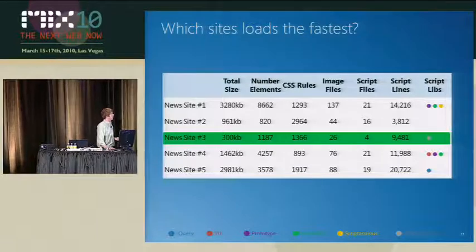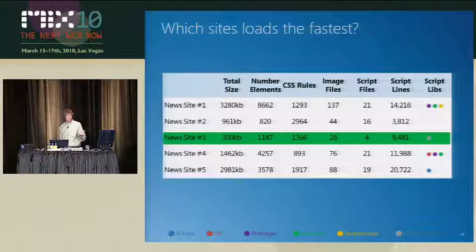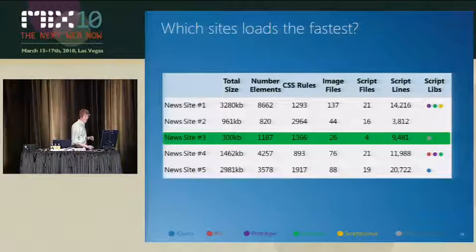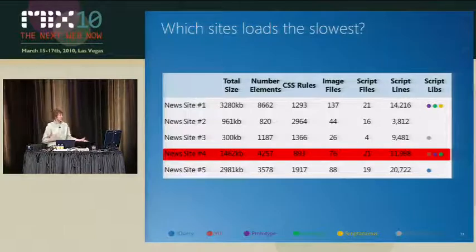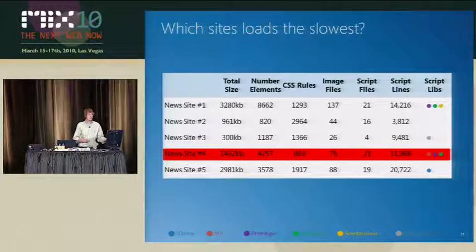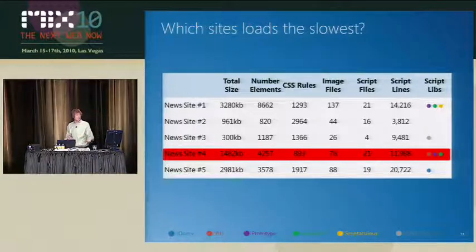Now, I have to ask the opposite question. Which site loads the slowest? 1, 5, 4, 5, 3? I've heard a lot of 1s and a lot of 5s. It's actually site number 4, which at first might be surprising because site number 4 has half the total content that comes down compared to site number 1 and site number 5. It has half the JavaScript, and the smallest number of CSS rules across any of these sites. The reason is that site number 4 doesn't follow many of the best practices that we're going to talk about today.